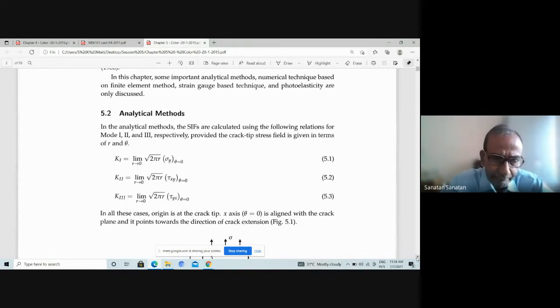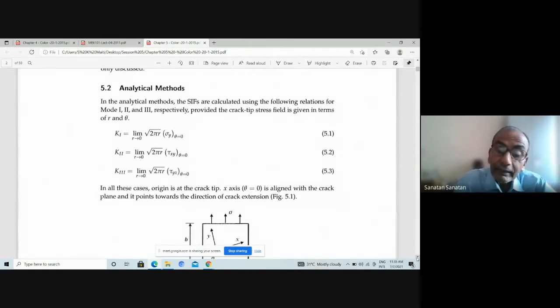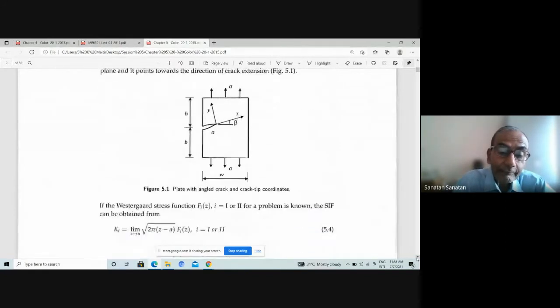In exactly the same manner, if it is mode 2, the expression is the same, but the shear stress acts parallel to the x-axis, so you take root 2 pi r times tau xy at theta equal to 0. Similarly, K3 is also of a similar type, where the stress is going to be tau yz. So these are the expressions which can be applied.